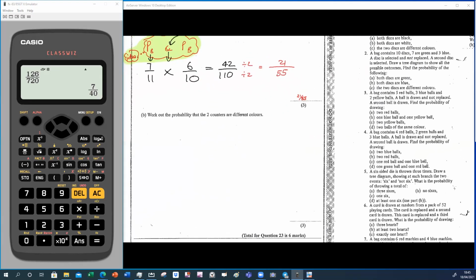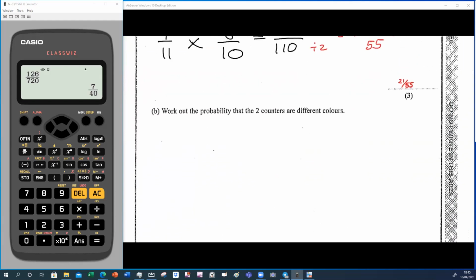So back to here. The probability the counters are different colors. So the probability of different, and the probability that they will be the same. What do they always add up to? 1. So if you want to work out the different, what will it be? 1 minus the same, not the same take 1, but 1 minus the same, the other way around. Do you understand the significance of that? It's always 1 minus.